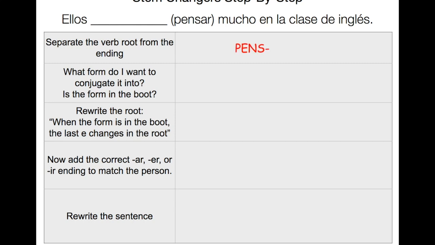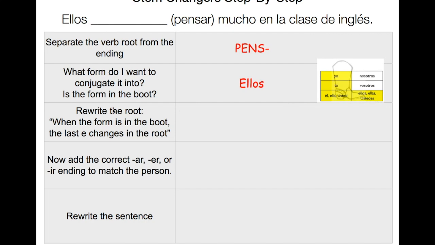Separate the verb root from the ending. So when you take off the AR, you're left with the root. In this case, it's pens. Then the next step is what form do I want to conjugate it into? Is the form in the boot? So we want to conjugate it for ellos because that's the subject in the sentence. Is that form in the boot? We can see ellos is in the boot.